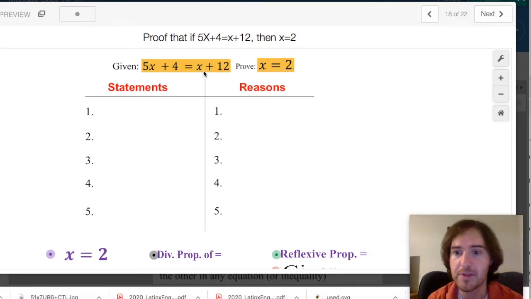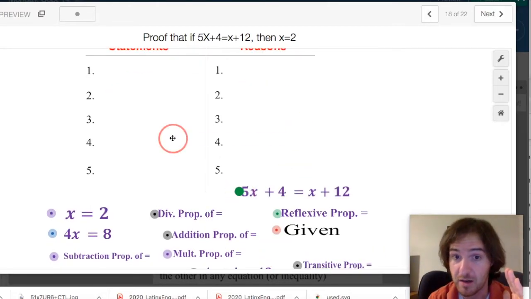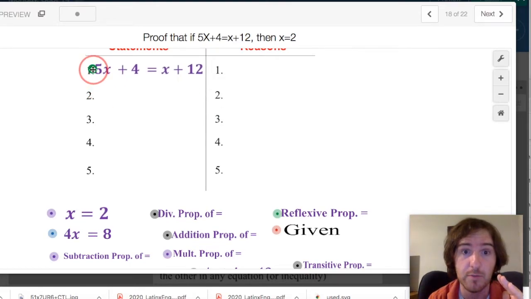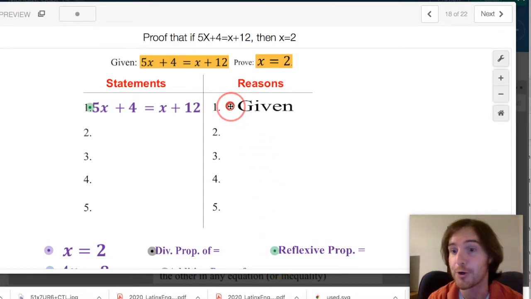So this is our given premise. We know that this is true because it's given to us. This is what our problem is. So that's going to be our first statement. First step, put the given in there. That's almost always what you're going to do when you prove stuff. Your first statement is going to be your given. And the reason I'm saying this is because that's our given premise.